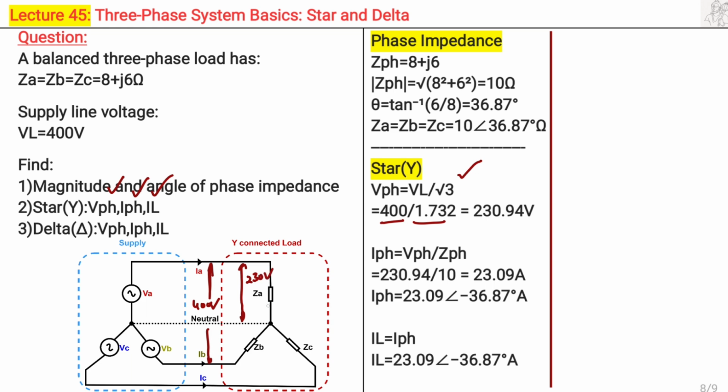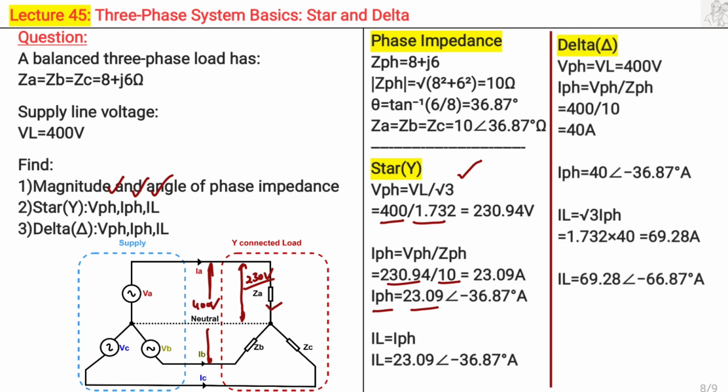Now we can easily find the phase current using Ohm's law, that is I is equal to V divided by Z, and this comes out to be I phase is equal to 230 divided by 10 angle 36.87, that is 23 angle minus 36.87 amperes. So this is the phase current, and we know that in case of star, the line current is simply equal to the phase current. Therefore the line current also becomes equal to 23 angle minus 36.87 amperes. Similarly, you can find the values for the delta connection, and these will be the final output values.